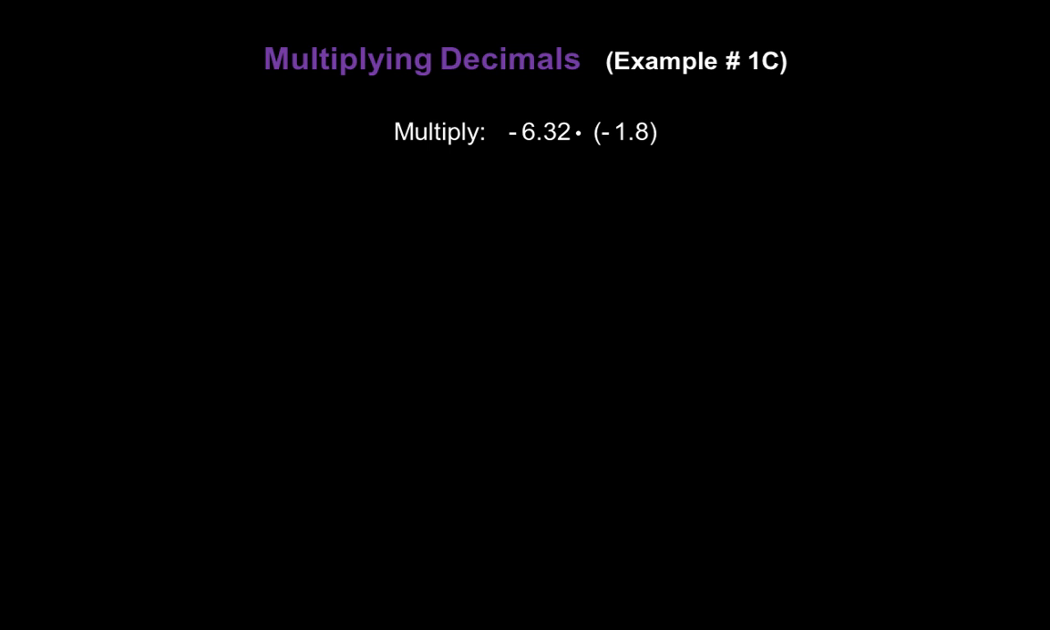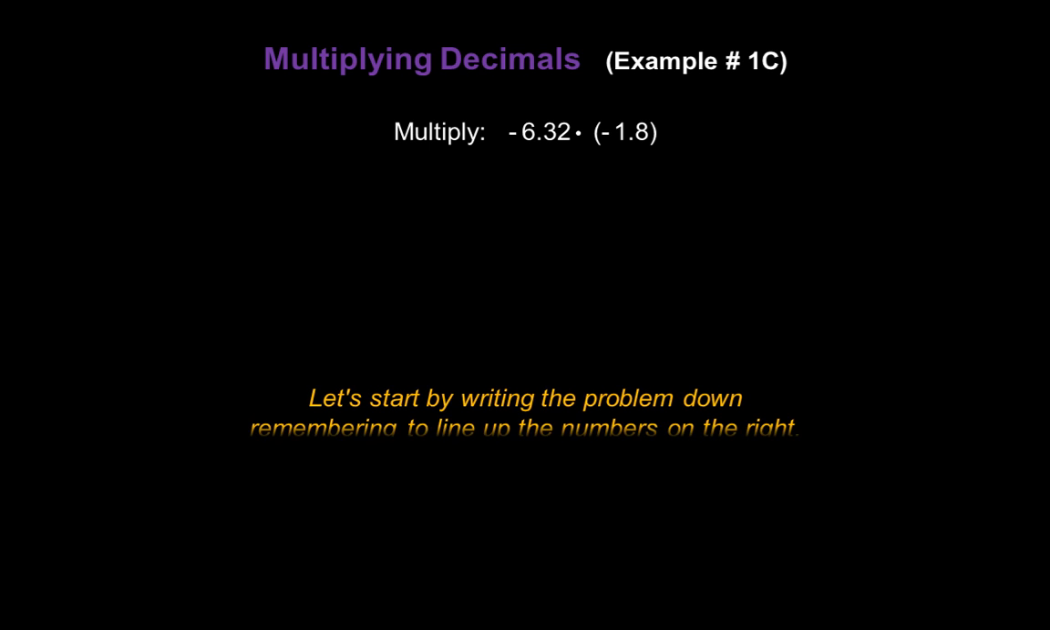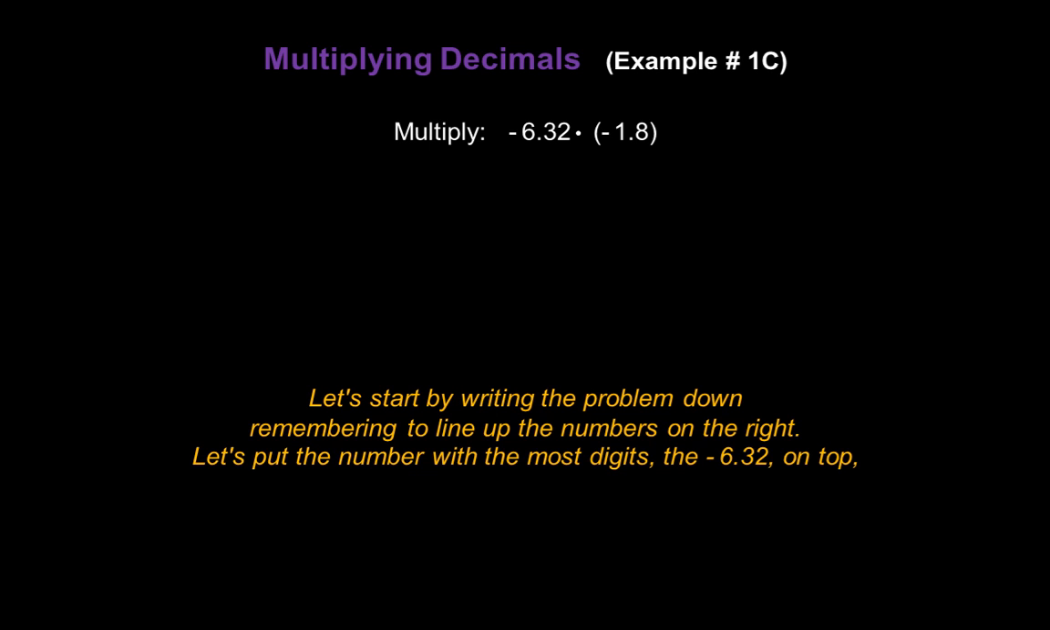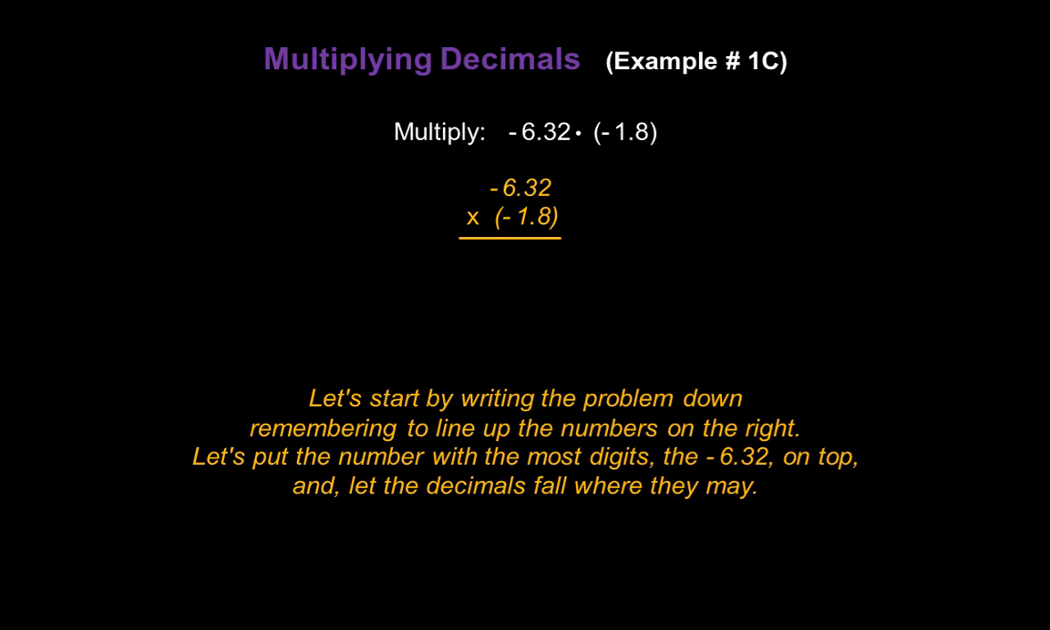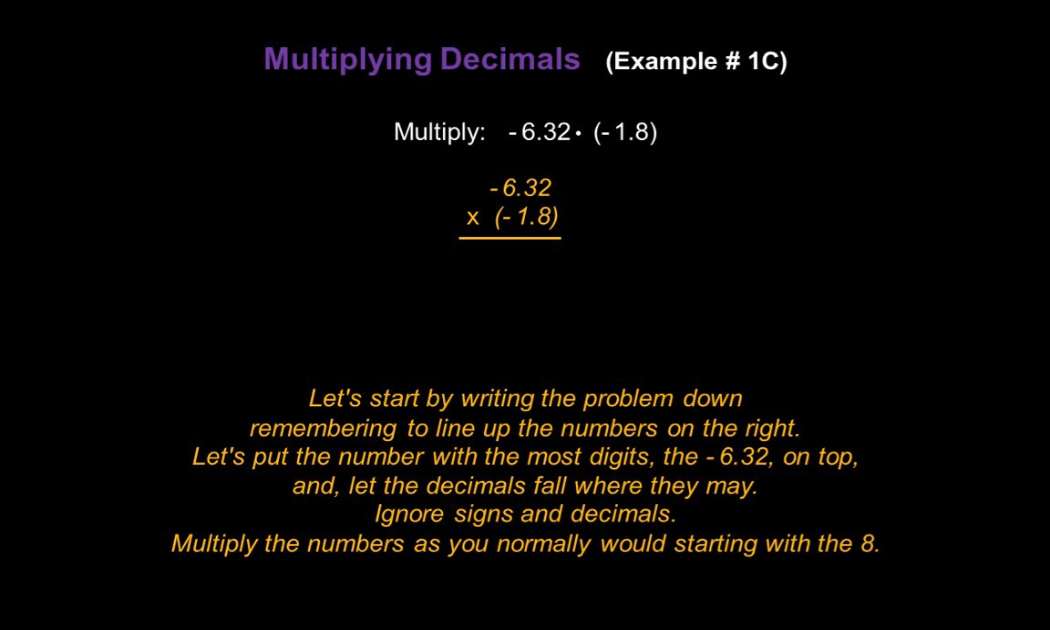Now let's multiply -6.32 and -1.8 together. Let's start by writing the problem down, remembering to line up the numbers on the right. Let's put the number with the most digits, that's -6.32, on top, and let the decimals fall where they may. So -6.32 times -1.8. Now ignore signs and decimals. Multiply the numbers as you normally would, starting with the 8.